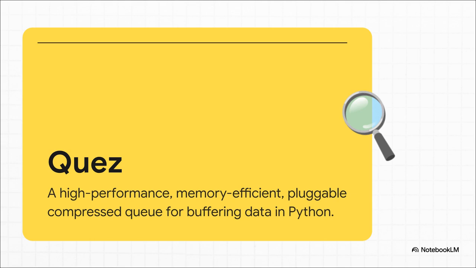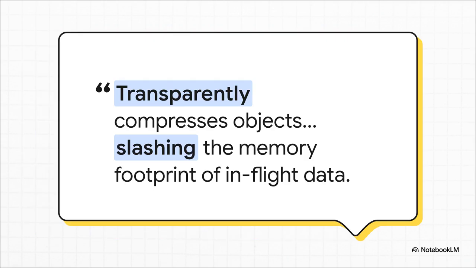Okay, so what is Quez? Well, think of it as a drop-in replacement for Python's standard queue, but with a superpower. It automatically, and this is the magic part, compresses data the moment you put it in and then decompresses it when you take it out. And that word transparently is so important. It means you don't have to change your logic at all. You just use it like a normal Python queue, but behind the scenes, it's doing all this heavy lifting, just absolutely slashing the memory footprint of all that data flying through your system.